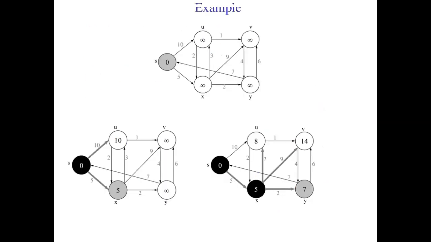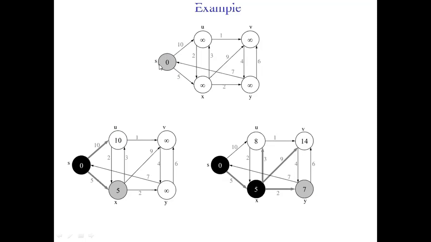Now we explain this algorithm by using a simple example. Here is a graph with 5 vertices: S, U, V, X and Y. The first step is to initialize all distances to infinity, and since S is the source vertex, we initialize the source to 0. That is our second step. So we select this source vertex S.